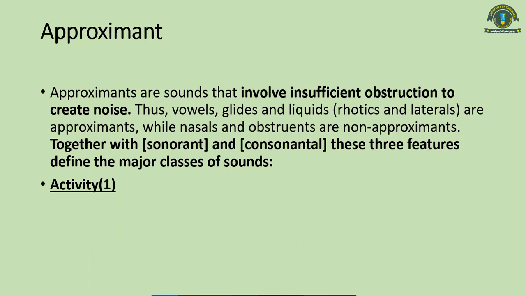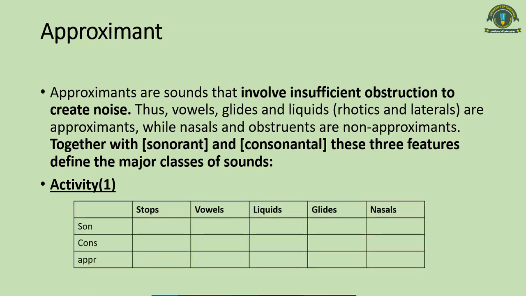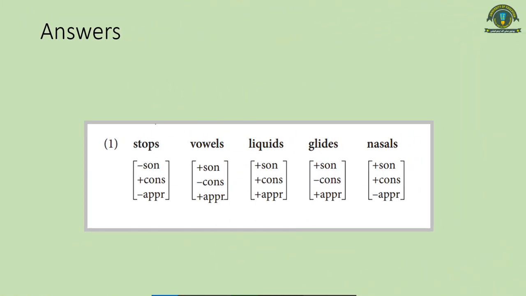So here is a small activity for you. You have to fill these cells. You have to tell which stops are sonorant and which stops are consonantal. So you have to fill this particular chart. You have about 1 minute. After this I'll show you its answers as well. Now let's look at the answers.